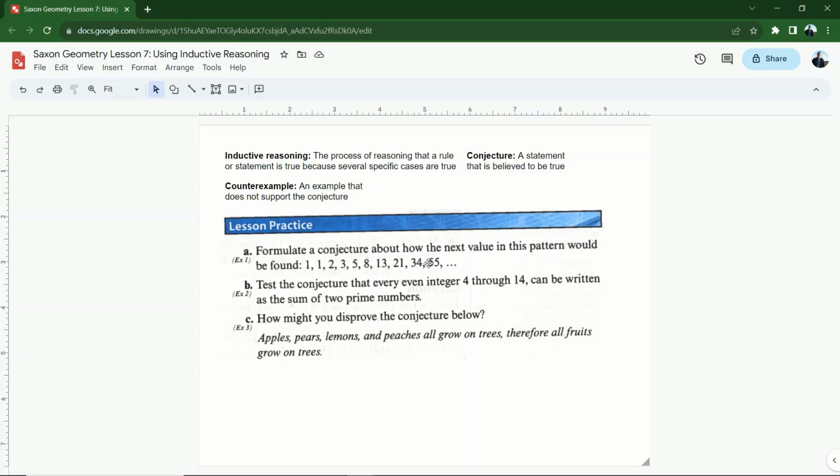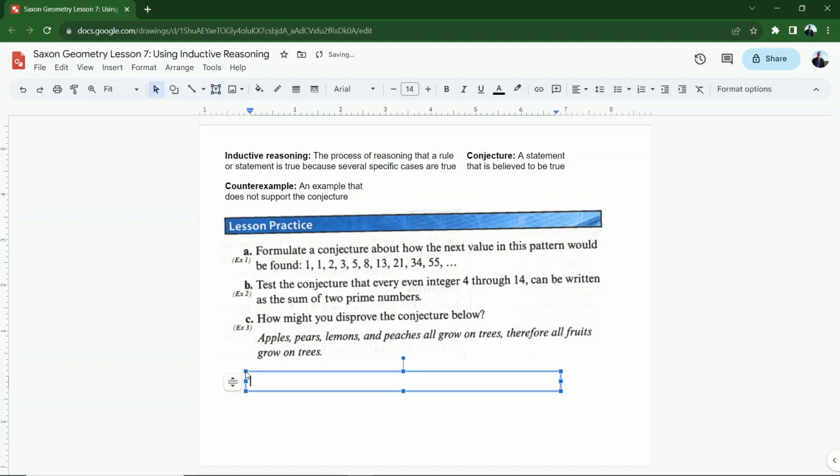So to come up with the next term, we add the previous two numbers. That's what I would say is my conjecture. Now to prove that conjecture correct, we'd have to look at more data. Here we have a specific number of cases of numbers in a pattern, and from these cases I've developed a rule. So I'm going to say the next number is the sum of the previous two numbers. And that's how that pattern would keep going.